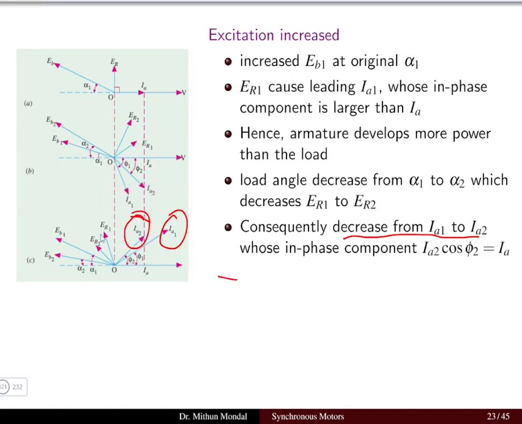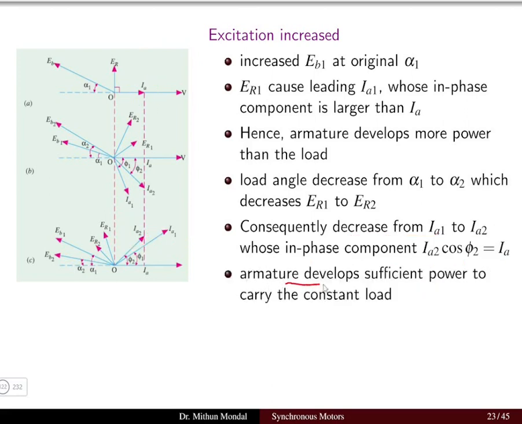So this IA2 is less than IA1. If we resolve this in phase component, we get IA equal to IA2 cos phi 2. So the in phase component of the new current IA2 is equal to the original value of the current IA. So the armature will develop sufficient power to carry the constant load. Now the power for the excitation increase case will be sufficient to keep the load constant and it will meet the load requirement.